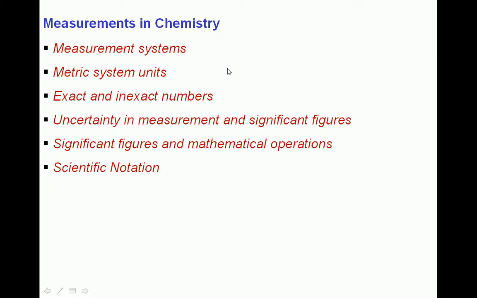Okay, so today's topic is concerned with measurements in chemistry. We'll talk briefly about the metric system, or what I prefer to call the International System of Units. We'll distinguish between exact and inexact numbers. We'll talk briefly about how uncertainty in measurements is indicated through the use of significant figures, and how we deal with significant figures within mathematical operations. Finally, we'll explain how to convert between scientific notation and decimal notation.